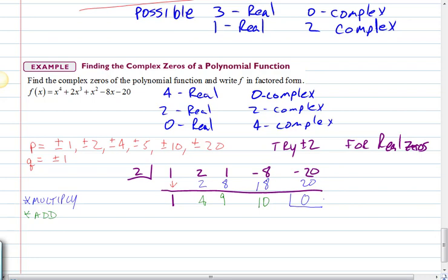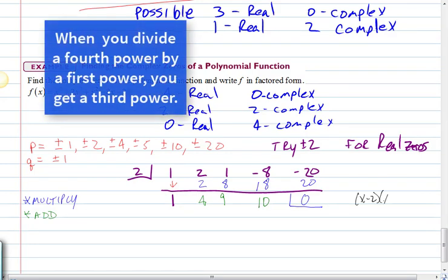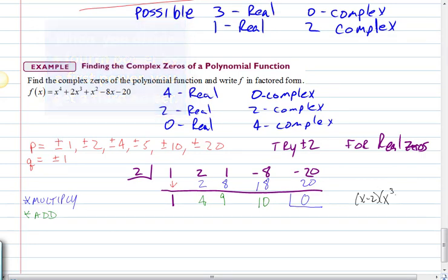So what we have right now for our factors is x minus 2 times x to the, we started out with a 4th, this is now x to the 3rd plus 4x squared minus 9x plus 10. That's what this means right now. I've taken a 4th degree polynomial and factored out a linear factor, and now I've got a cubic.